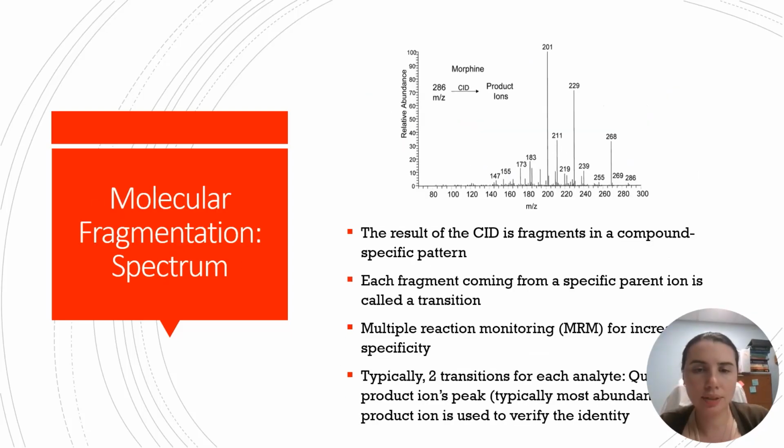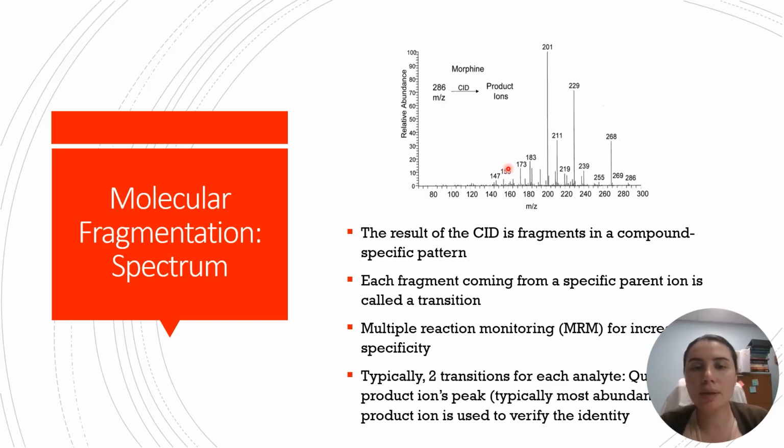The result of that collision-induced dissociation is a spectrum made of fragments in a compound-specific pattern. Each fragment is coming from a specific parent ion and is called a transition. For increased specificity, we do multiple reaction monitoring. So every transition from 286, in this case, this is the spectrum of morphine, 286 to 268, for instance, or 229 or 201, these are all reactions. And so if we monitor multiple at a time, it's called multiple reaction monitoring.